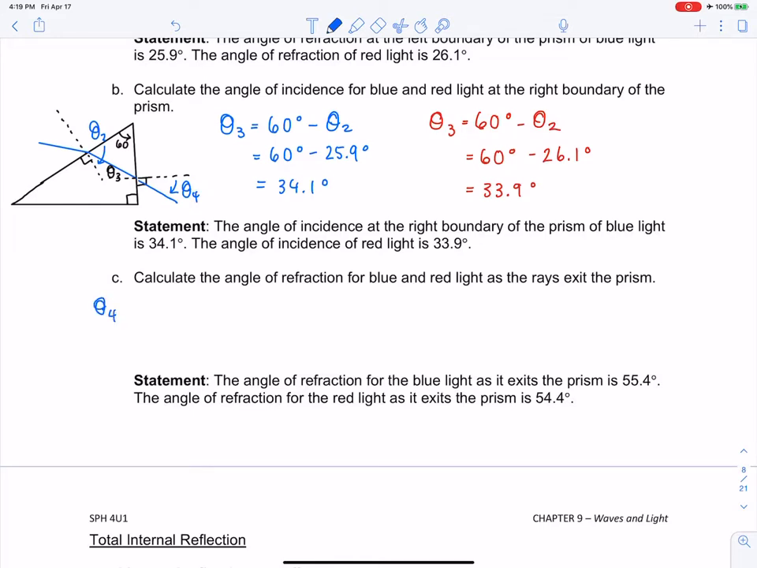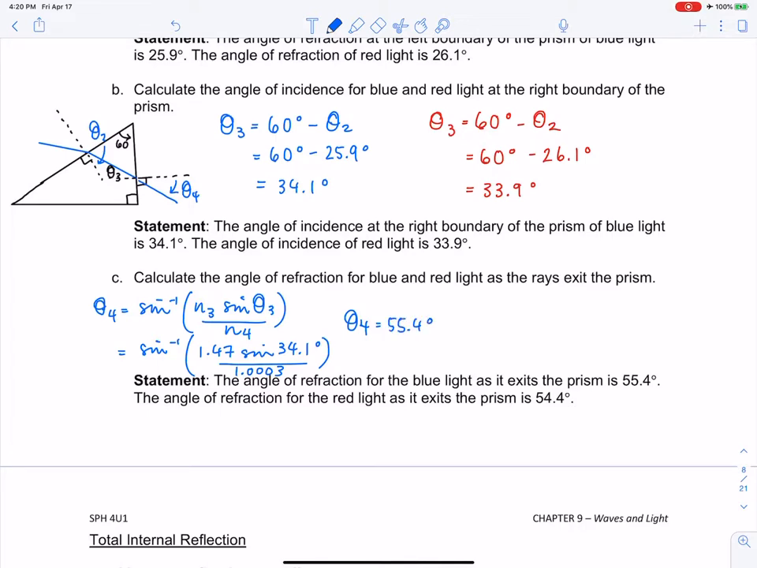We're going to use Snell's law, which tells us that theta 4 is equal to the inverse sine of n3 sine theta 3 over n4. So that's the inverse sine of, we're looking at the glass prism, 1.47. The angle of incidence we just determined up above is 34.1 degrees. And we know that since it's emerging back out into air, the index of refraction in air is 1.0003. So the angle of refraction for blue light is 55.4 degrees. We'll do the same for red light.